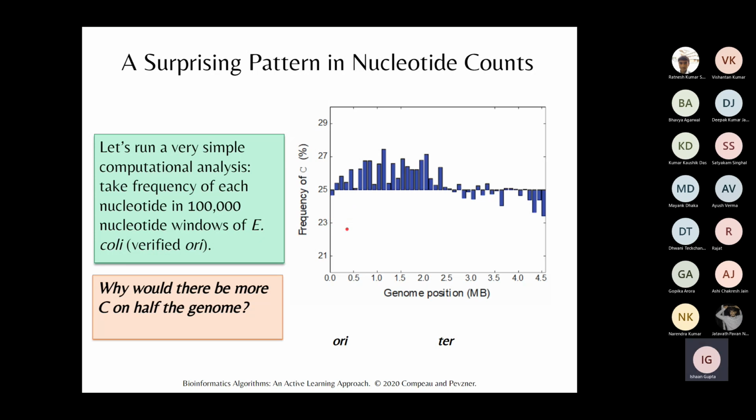Now what we see is that for half of the genome the frequency of Cs is more than 25%, and for the other half of the genome the frequency of Cs is less than 25%, right? So this is quite surprising, and this seems to happen. Can somebody tell me why the expected frequency of C is 25%?